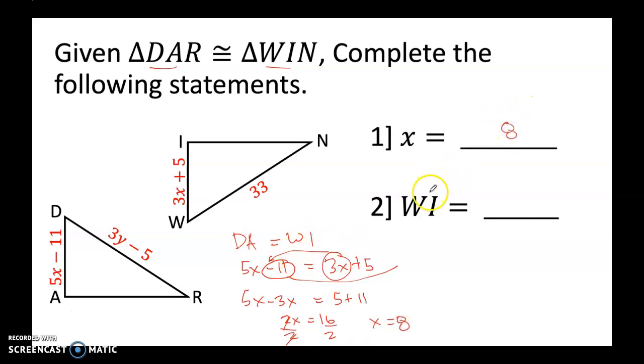Now to solve for the measure of WI, WI is equal to 3x plus 5. So substitute the value of x in order for us to get the measure of segment WI. 3 times 8 plus 5. 3 times 8 is equal to 24, plus 5, that is 29. So segment WI is equal to 29 units.